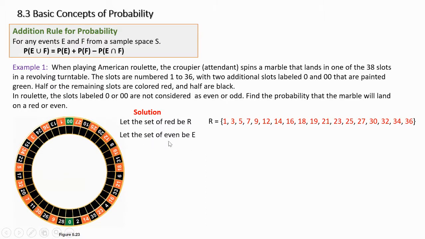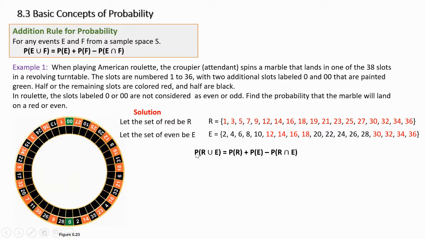Okay, now the set of evens, E. So E is equal to all the even numbers from 1 through 36. Because remember, guys, even though there's 38 slots, the 0 here on the bottom at 6 o'clock, and the 00 here at 12 o'clock, these two are considered not even or odd. Okay, so there's 38 total. Now here's my formula. The probability of R union E equals the probability of R plus the probability of E minus the probability of R intersect E. Hey guys, this right here means what they have in common.